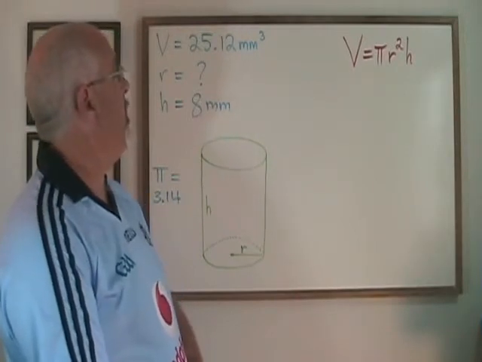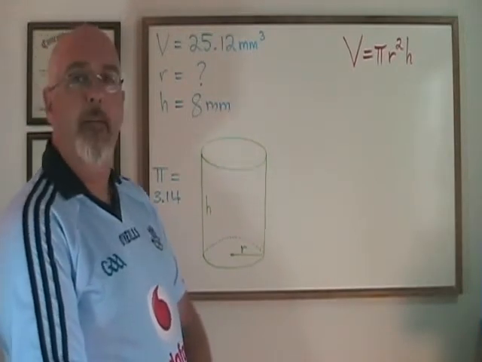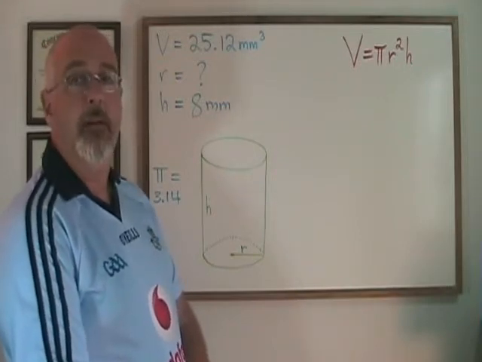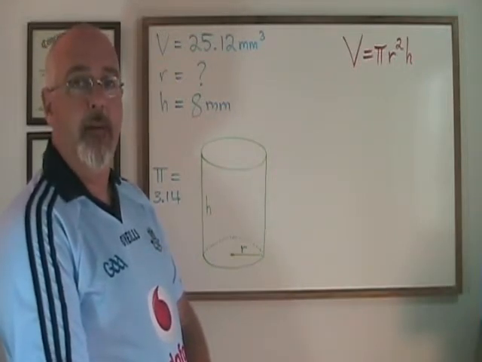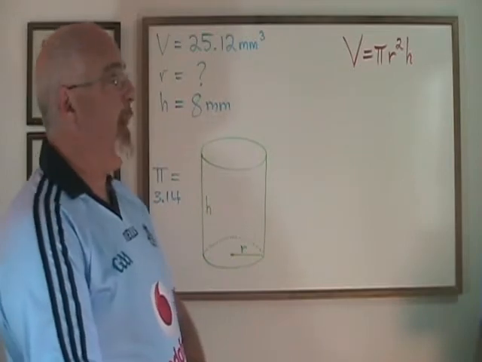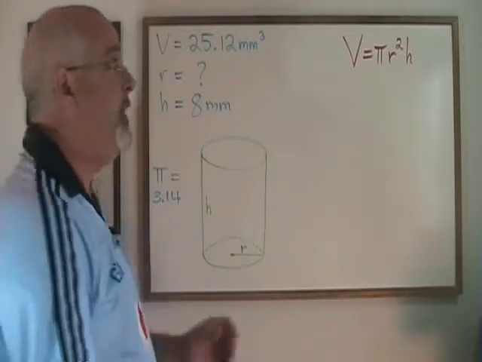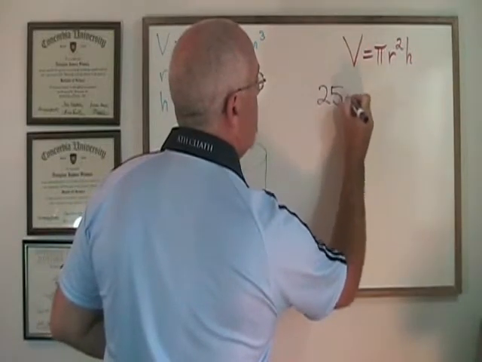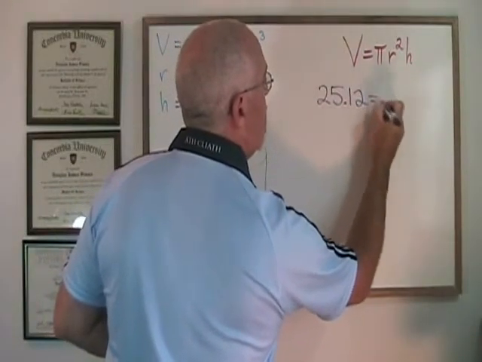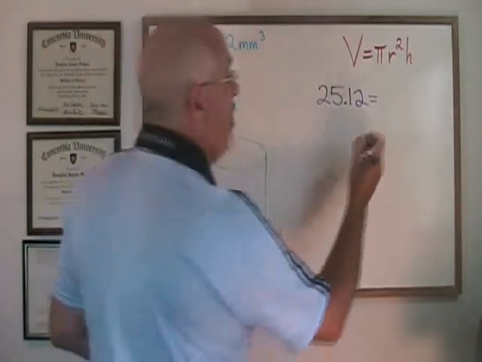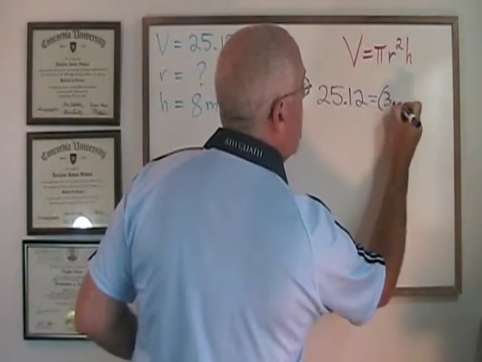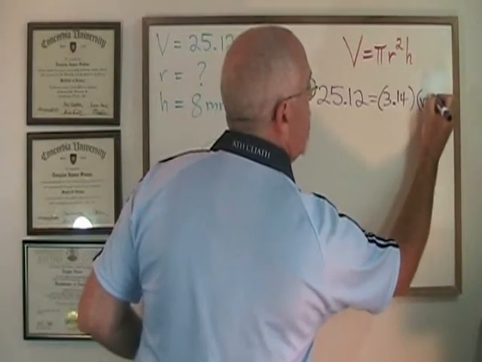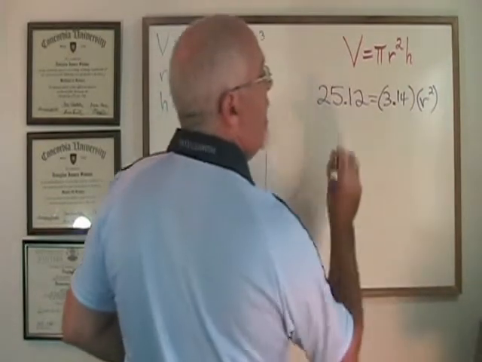In this example, we are given the volume, 25.12 millimeters cubed, and the height, 8 millimeters, and we are being asked for the radius, r. We plug the values we have into the formula and simplify. 25.12 goes in the V position. Pi is 3.14. R squared is our unknown. And h is 8.